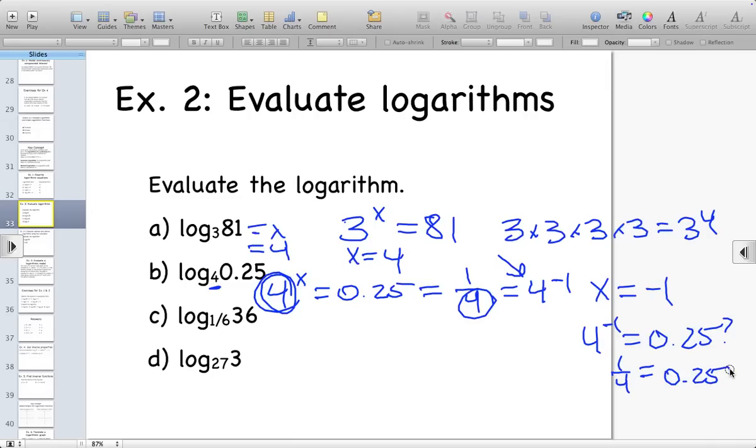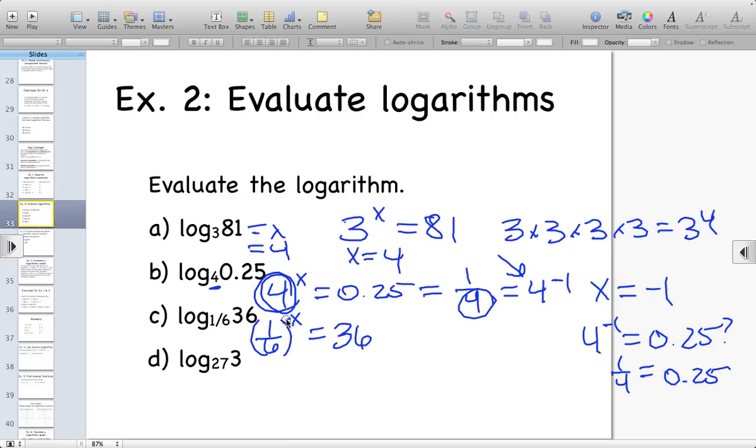All right, example C, log base 1/6 of 36 is what? So that means 1/6 to some power is equal to 36. Well, we can already tell that I need a bigger number. I can't have a positive number for my exponent, because that would be 1/6 times 1/6 times 1/6, which means my fraction is just going to get smaller and smaller. So I know that 1/6 needs to become just plain old 6.